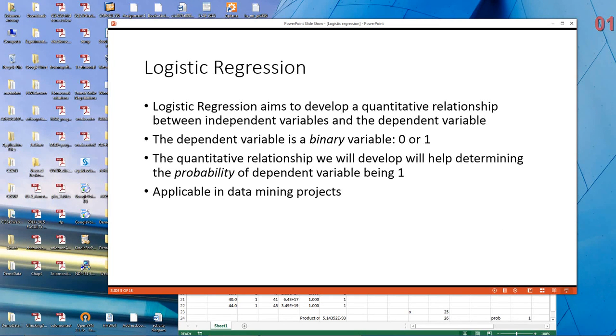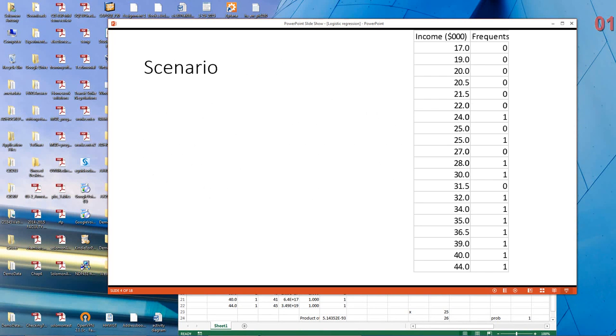Since traditional or linear regression would try and predict a value for the dependent variable, here we will not predict whether the dependent variable will be 0 or 1, but we'll predict the probability of the dependent variable being 1. And there are lots of situations in data mining that can use logistic regression.